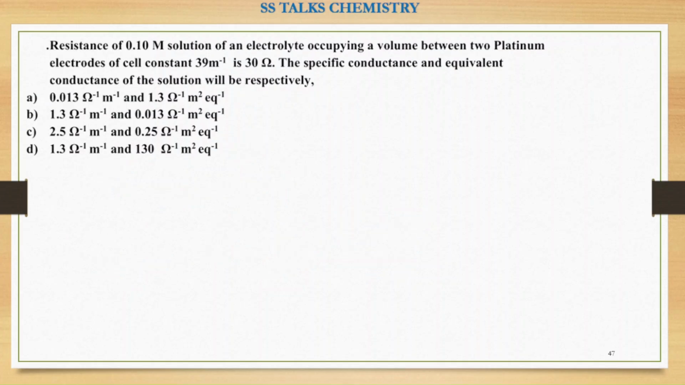Next we have this numerical. So it says resistance of this much molar solution of electrolyte, which is occupying a volume between the platinum electrodes of the cell constant 39 meter inverse is 30 ohms. Specific conductance and equivalent conductance we have to find out. So we know that R is equal to rho L by A. If I bring the rho in the denominator, it's going to be 1 by R into L by A. 1 by rho is nothing but kappa, which is my specific conductance.